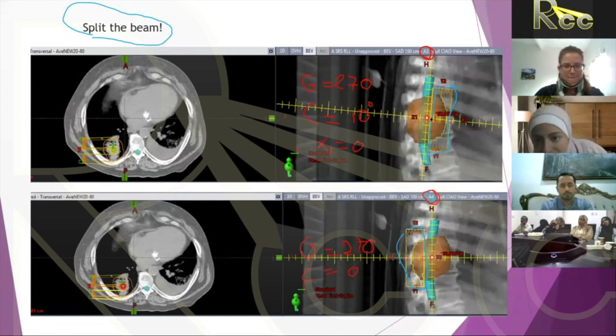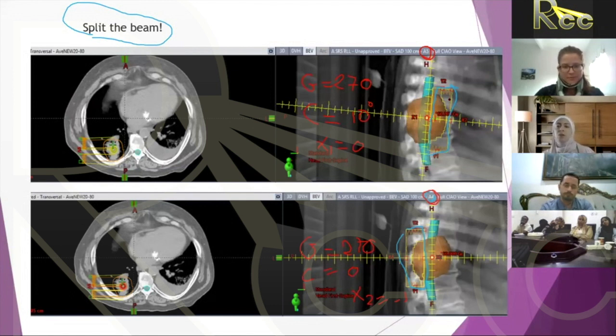In this case, X1 is actually minus one or minus half, and then you have X2 at 1, 2, 3.5. And then the other one here, I have X2 being minus one, and then X1 being 1, 2, 3, or 4. I'm trying to read it. So two separate beams, completely separate beams, but from the same gantry angle. And every beam has its own collimator and its own field size.